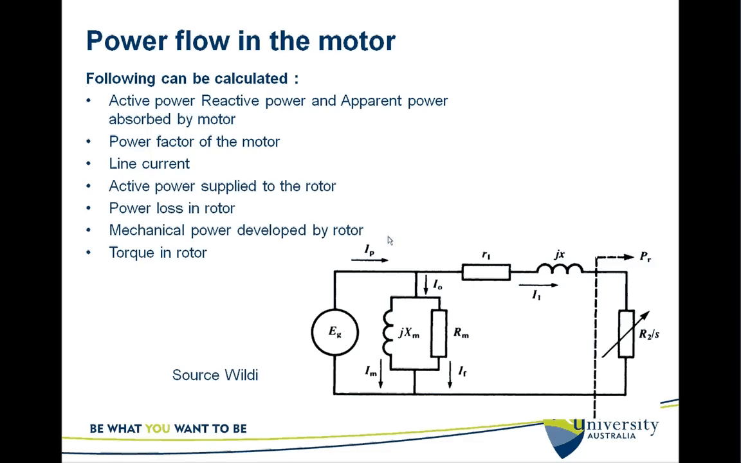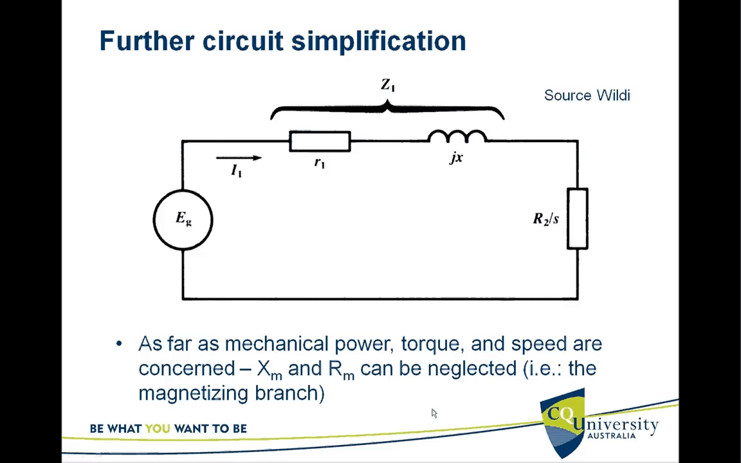Power flow in the motor: you can easily calculate the following things using the circuit. Those equations are all in the textbook. You can find active power, reactive power, and apparent power absorbed by the motor, power factor of the motor, line current, active power supplied to the rotor, power loss in the rotor, mechanical power supplied by the rotor, and torque in the rotor. Those things can be calculated using these circuit parameters.